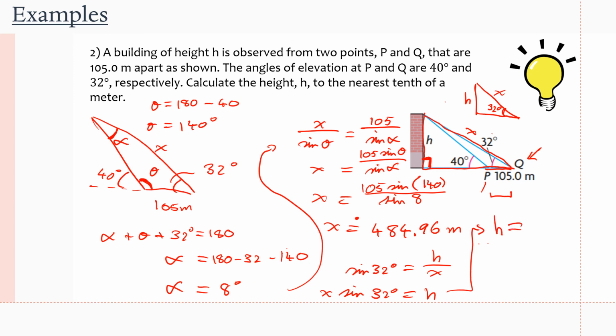So h is going to end up being, if we plug in x, which we found out is 484.96, times sine of 32. It's going to give us about 256.987, and it says to the nearest tenth of a meter. If we round to the nearest tenth, we're rounding up, so if we round up and we have a 9, we are just going to make this a 7 and make this a 0. And that will be our final answer. So h is going to be 257.0 meters.